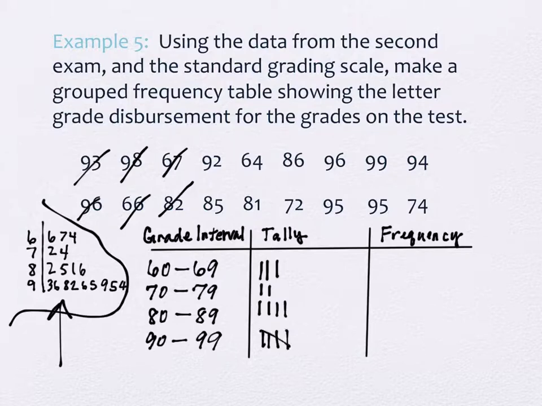There are 9. So whether you're using a previously created stem and leaf plot, or whether you're just making tally marks as you go, that's the tally mark column. The only difference between that and the frequency column is the frequency is actually the numerical value that corresponds to that number of tally marks. This is 3, 2, 4, and 9.